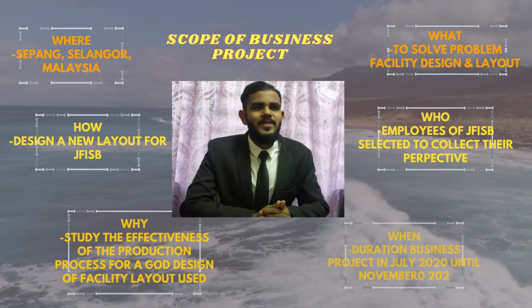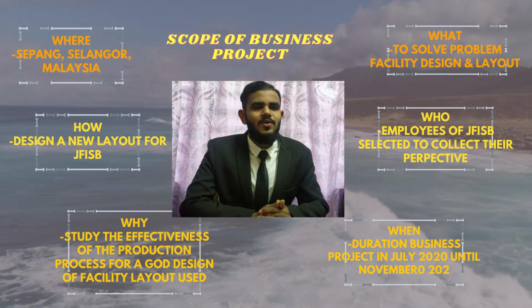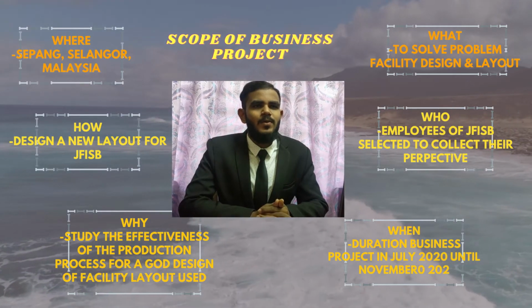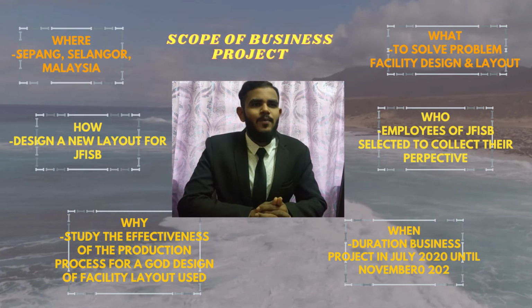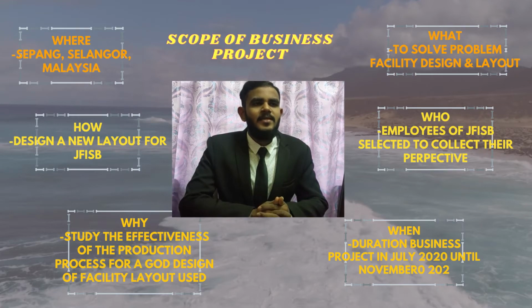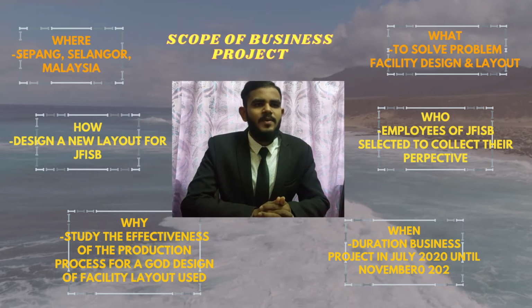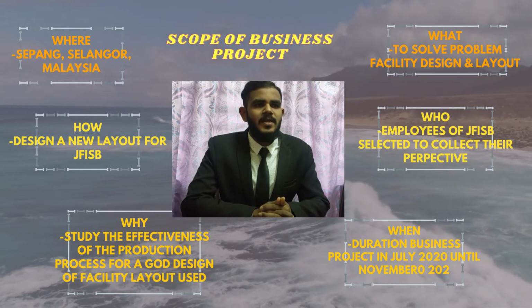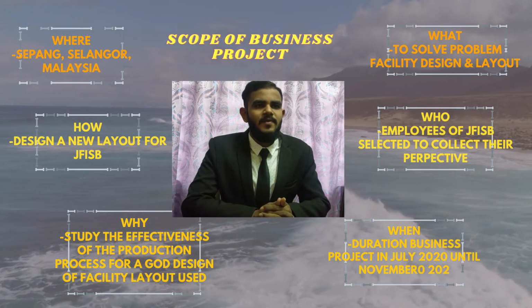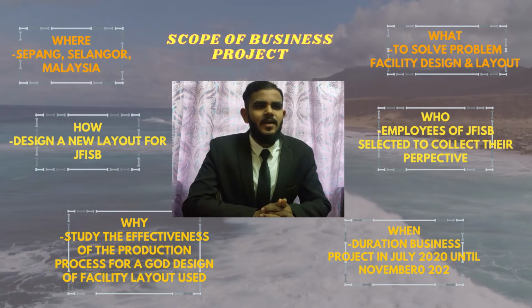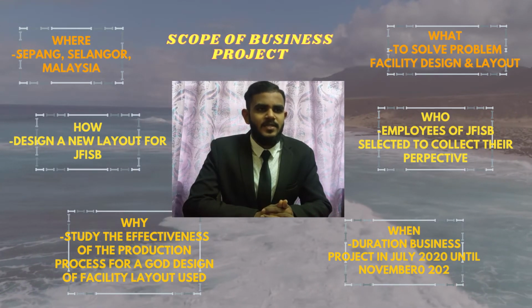Now I am going to present to you the scope of the business project. The scope of the business project includes what, who, when, why, how and where. It indicates the project area that will be explored in the study. Starting with what? To solve the problem of facility design and layout faced by Jamirah Food Industries Sdn Bhd. Second is who. The employees of Jamirah Food Industries Sdn Bhd were selected to collect their perspective towards the current layout of Jamirah Food Industries Sdn Bhd.